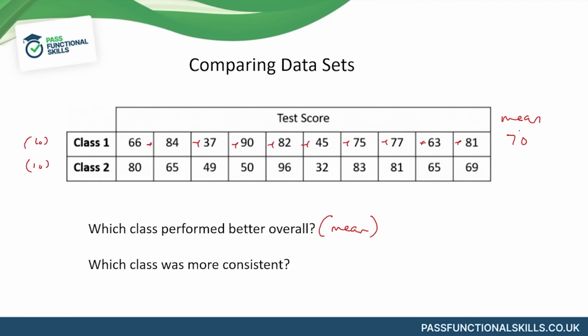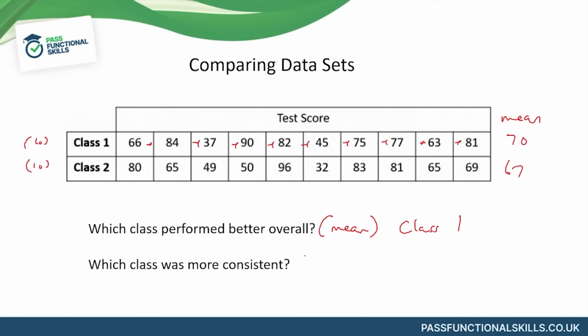And for class 2, exactly the same. So 80 plus 65 plus 49 plus 50 plus 96 plus 32 plus 83 plus 81 plus 65 plus 69. That comes to a total of 670. Divide that by 10, 67. So I would say class 1 performed better overall, and it's worth stating why, because the mean is higher.